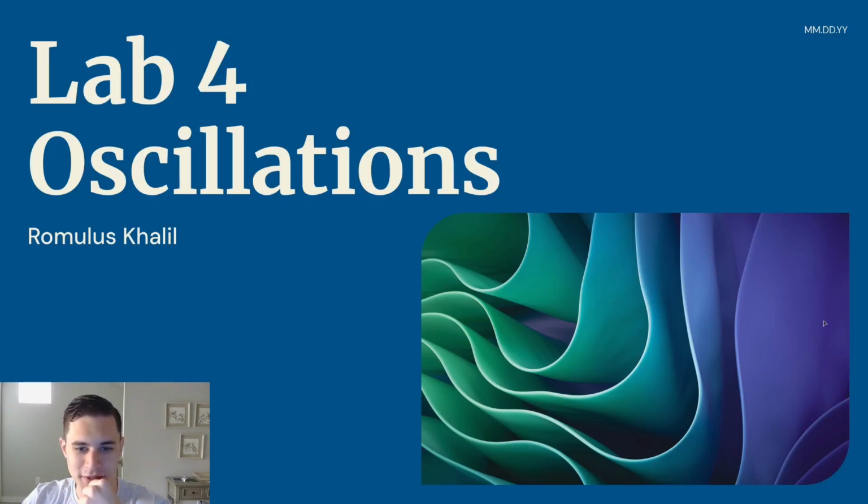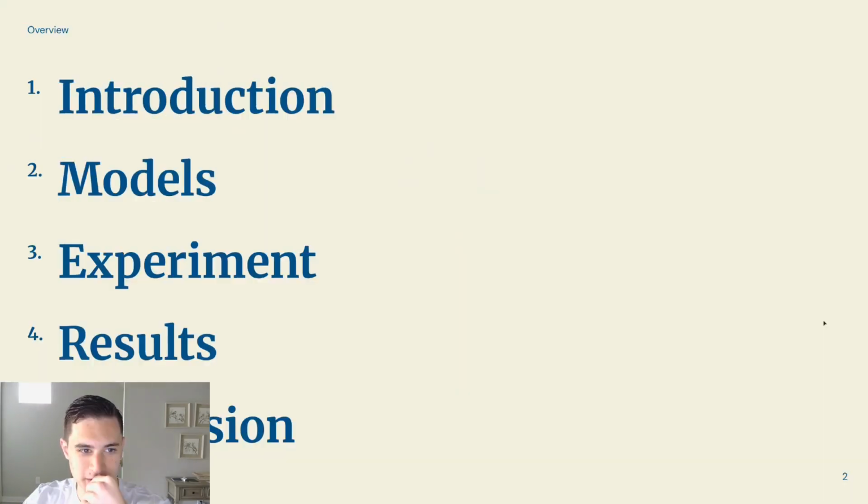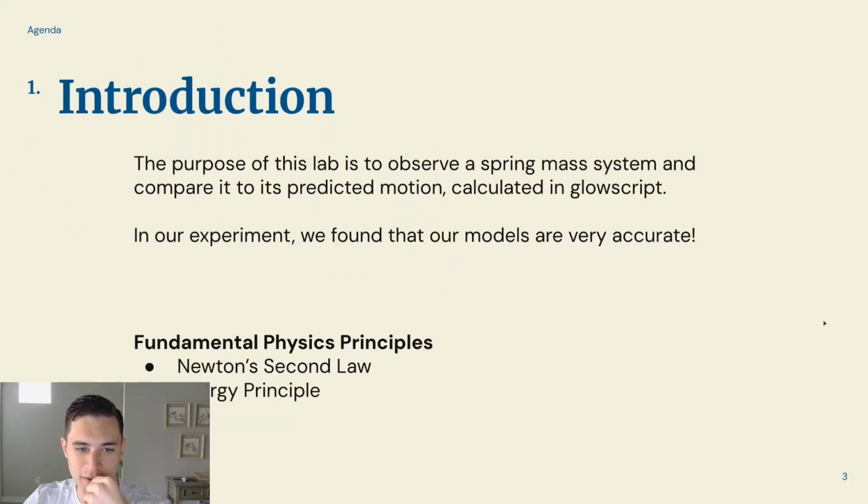I'm Raimus Khalil, and this is my Lab 4 on oscillations. Here's a quick table of contents. The purpose of this lab is to observe a spring mass system and compare it to its predicted motion, which is calculated in GlowScript. In our experiment, we found that our models are actually really accurate.